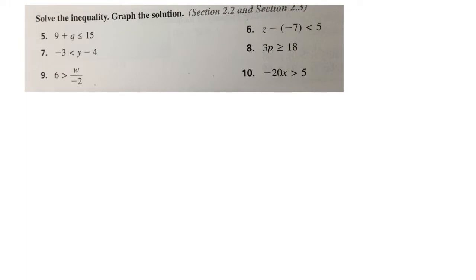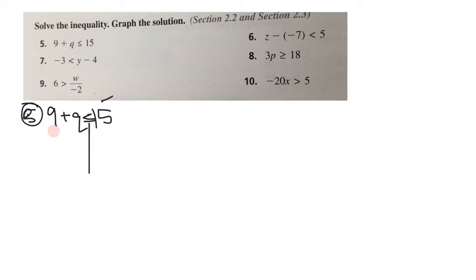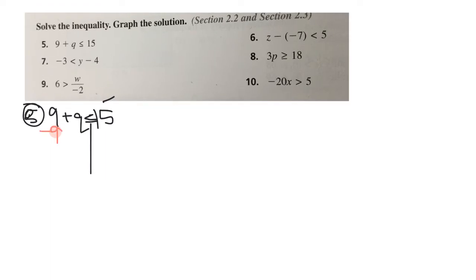Number 5. 9 plus q is less than or equal to 15. So I need to get q by itself. So I want to get rid of the 9. The 9 is positive, so I'm going to subtract 9. Oops. Let's use a pen here. Minus 9 from both sides. And we get q less than or equal to 15.